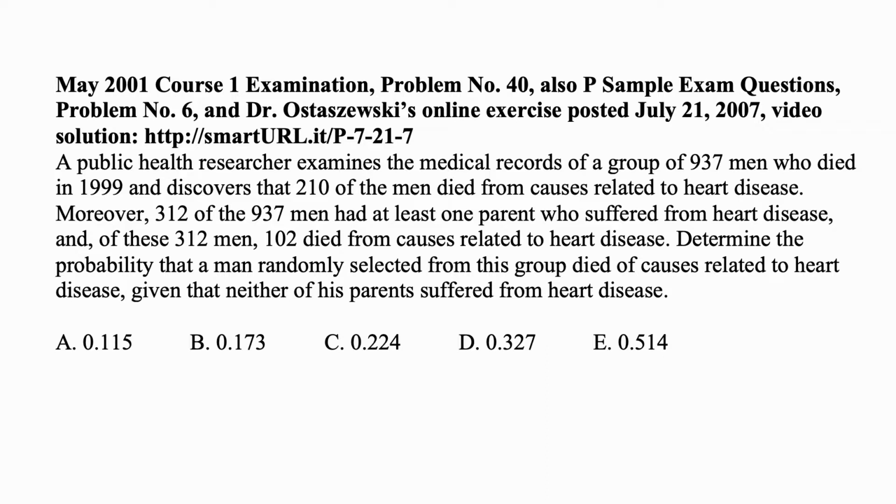Here's a problem for today for exam P on probability. A public health researcher examines the medical records of a group of 937 men who died in 1999 and discovers that 210 of the men died from causes related to heart disease. Moreover, 312 of the 937 men had at least one parent who suffered from heart disease, and of these 312 men, 102 died from causes related to heart disease. Determine the probability that a man randomly selected from this group died of causes related to heart disease, given that neither of his parents suffered from heart disease.